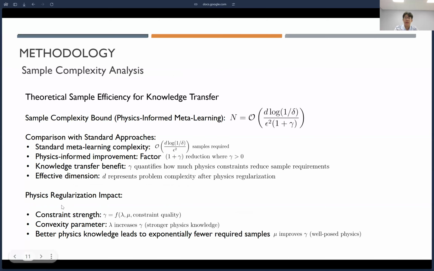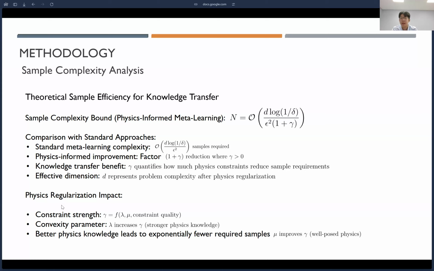And so the sample complexity analysis. For theoretical sample efficiency, our sample complexity bound for physics-informed learning is n equals big O of d log of 1 over delta over epsilon squared times 1 plus gamma. Comparing with standard approaches, standard meta-learning complexity is big O of d log 1 over delta over epsilon squared samples required. Our physics-informed improvement gives a factor of 1 plus gamma reduction, where gamma is greater than 0. The knowledge transfer benefit is that gamma quantifies how much the physics constraint reduces the sample requirements.